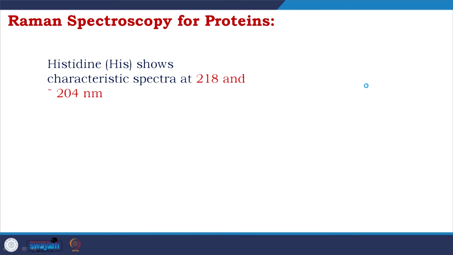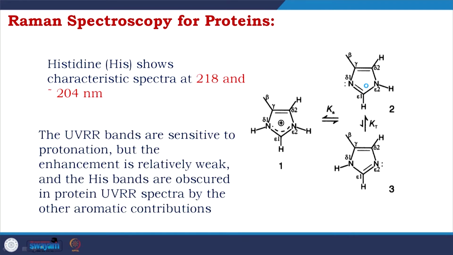Histidine shows characteristic spectra at 218 and 204 nanometer. The ultraviolet resonance Raman bands are sensitive to protonation, but the enhancement is relatively weak and the histidine bands are obscured in protein resonance Raman spectra by the other aromatic contributions.